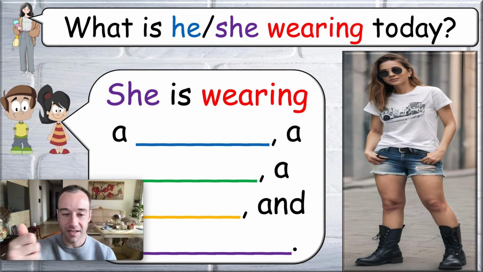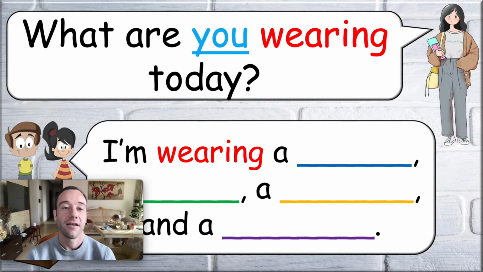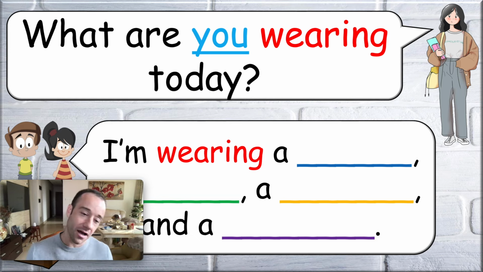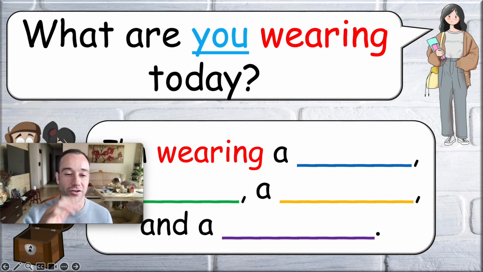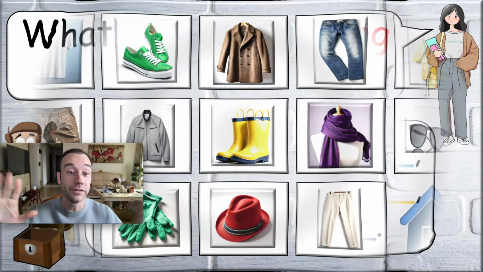And then after they say it, good job, go to the next slide, and then we ask the student, what are you wearing today? And they look at their own clothing, and they say, I'm wearing a t-shirt, a pair of trousers, and a pair of shoes. Good job. And then you click on the treasure chest here, okay? And it'll take them to the next slide, or the special slide where they can get points.